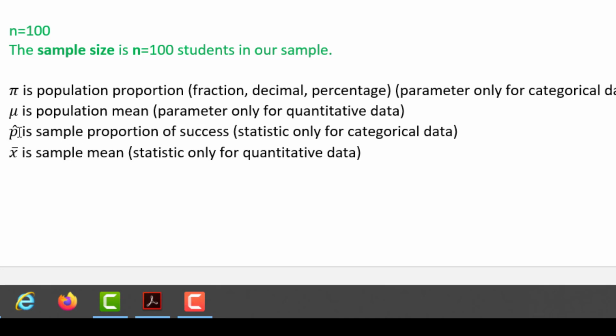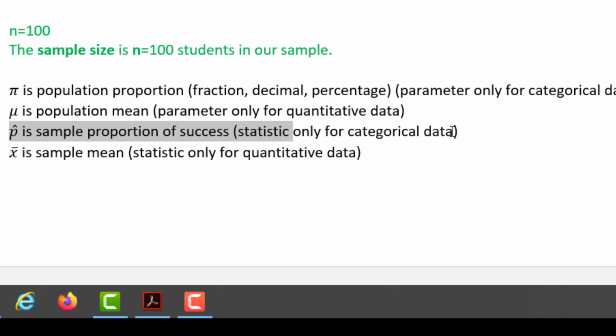P hat is the sample proportion of success. So up here we had pi, which is the population proportion. This is p hat, the sample proportion. These two go together. They're going to be paired. You're interested in finding pi, the population proportion. So you go out and collect a sample and you find the p hat, which is the proportion of success in your sample. That means it's a statistic. It's a number from your sample. P hat would only be used for categorical data.